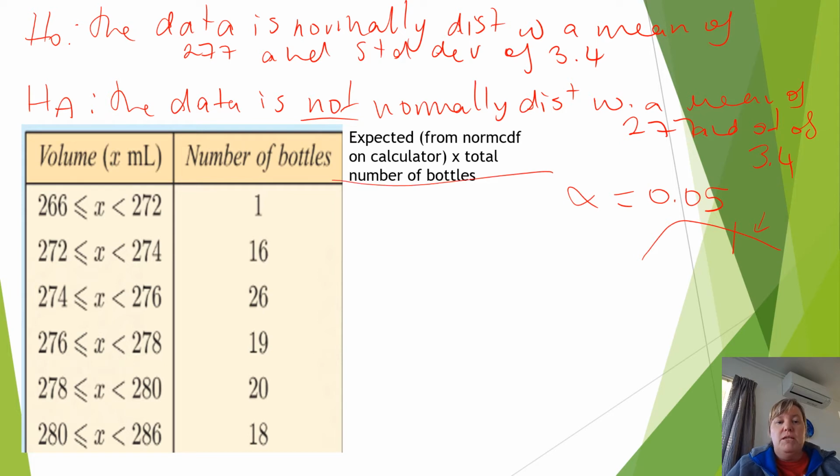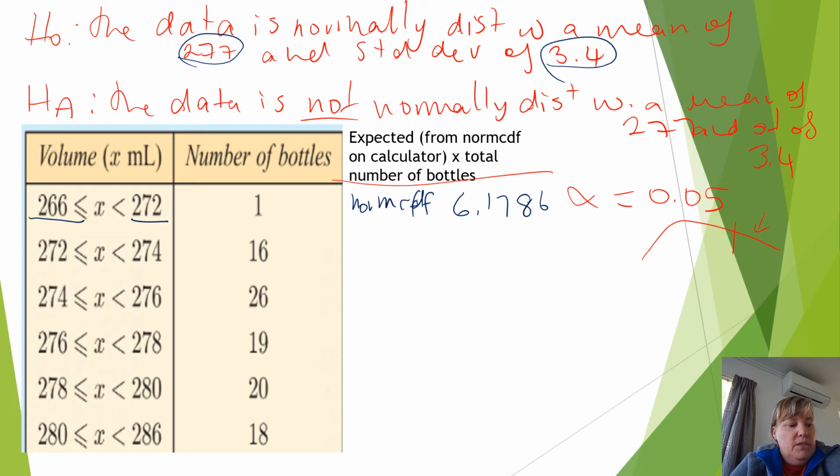So expected value from this, what you do is you put this into your calculator. So you use norm CDF, because you never do PDF, right? And you put, the lower is 266, the upper is 272, the mean is 277, and standard deviation is 3.4, and you run it. And then you take your answer for that, and you multiply it by how many bottles there were in total.